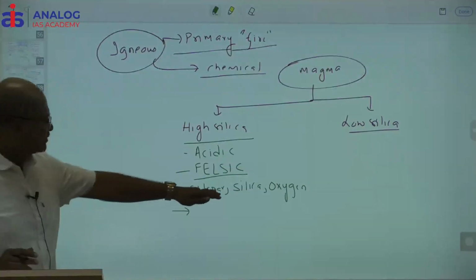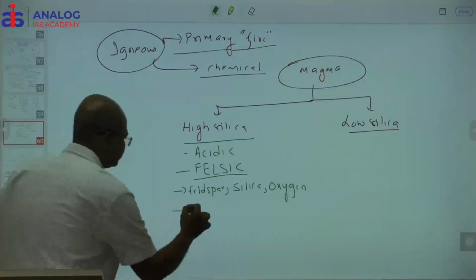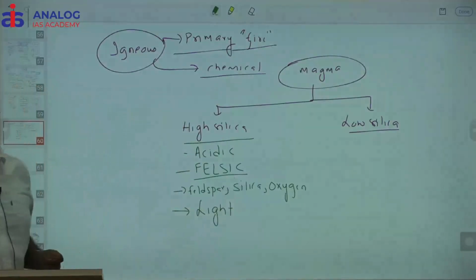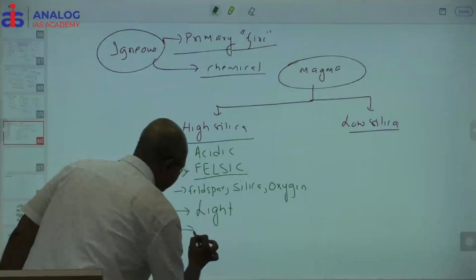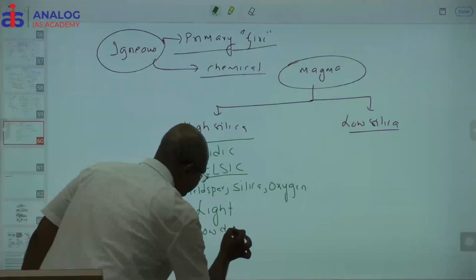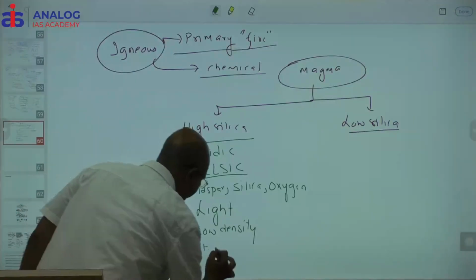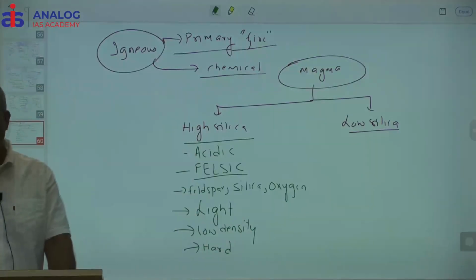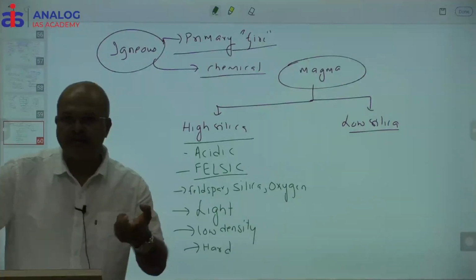So as they have feldspar, oxygen, etc., they are light colored rocks. Light or white colored rocks. And it means that they have low density, and they are hard rocks. Low density and they are hard rocks. Now, can you give any example of that? Granite.